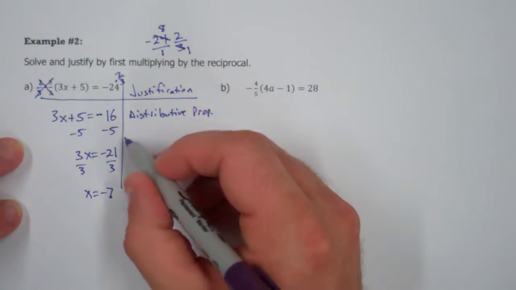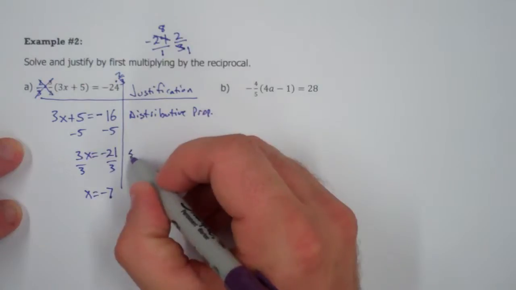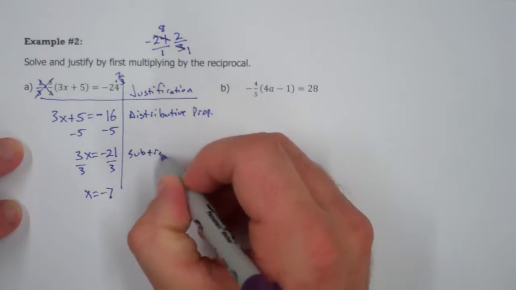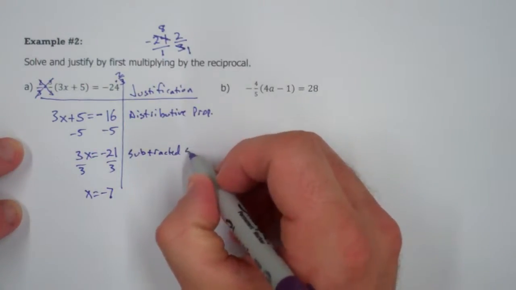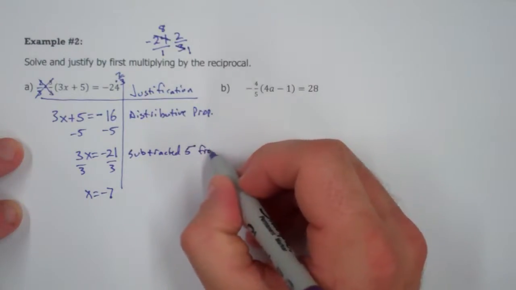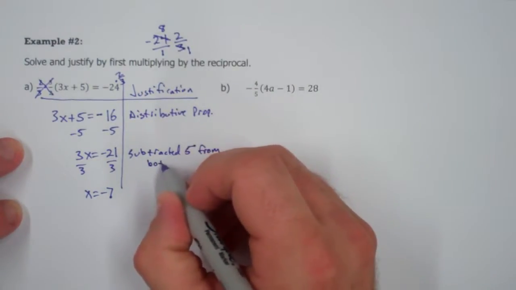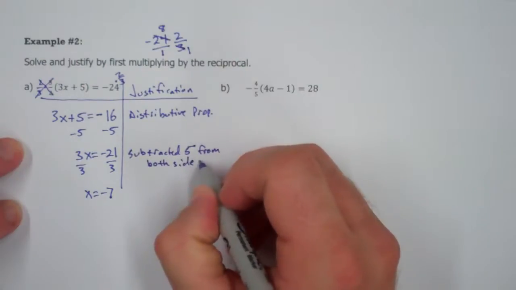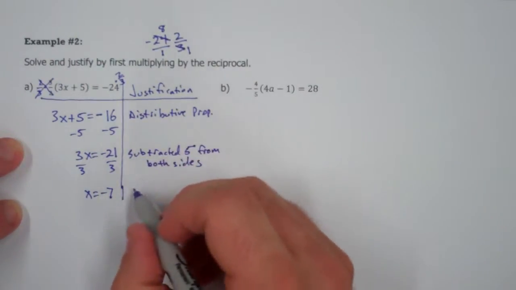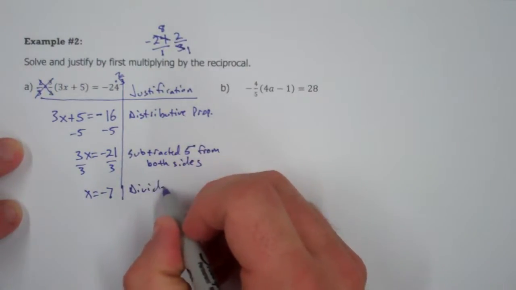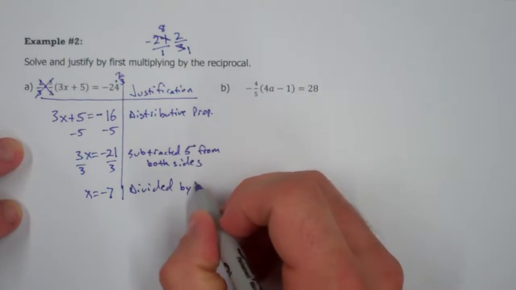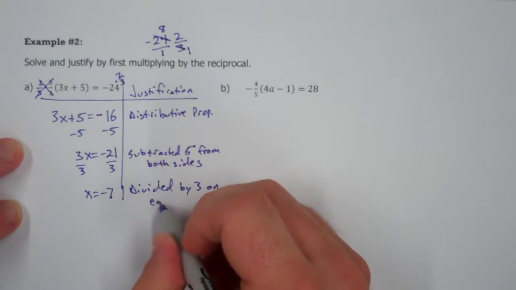We need to write down what we did to each side. So from this step to this step, we subtracted 5 from each side, or from both sides. And then from this step to this step, we just divided by 3 on each side.